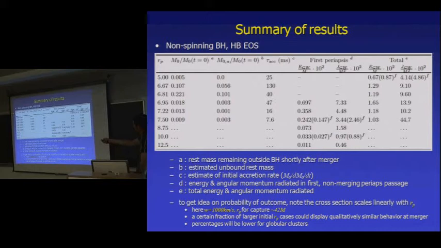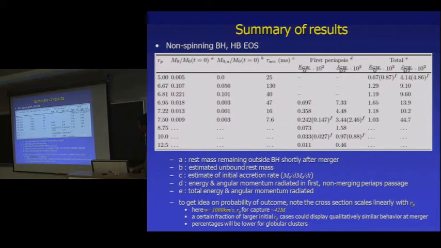For some of these ones where the initial pericenter is further out, we didn't follow the three-version. The eccentric orbits that they're on are essentially too long. We didn't want to use the computer time to follow them, so we just followed them through the first encounter. This is the estimate of gravitational waves that are in this first encounter. If they do merge, this is the total gravitational waves that are merged.